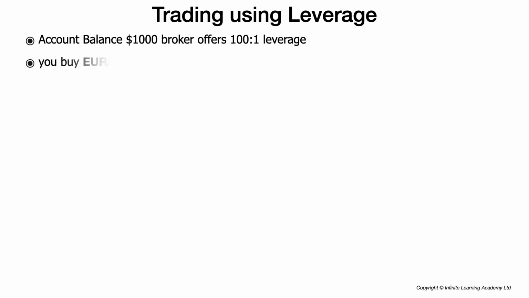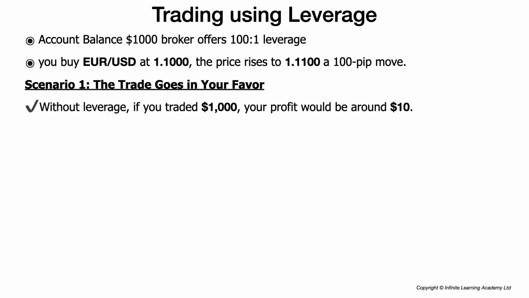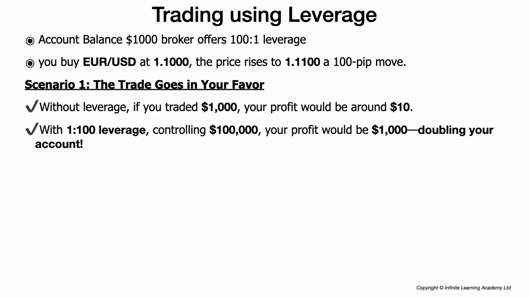Now, let's say you buy Euro USD at 1.1100. The price moves up 100 pips. Scenario 1. The trade goes in your favor. If you didn't use leverage and only traded your $1,000, your profit would be just $10. Remember, with $1,000, you can only trade 1,000 units of the base currency, so each pip move is worth 10 cents. But with 100-to-1 leverage, you're controlling a much larger trade, and your profit shoots up to $1,000. You've just doubled your account.